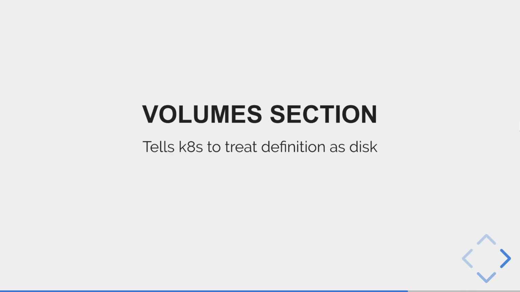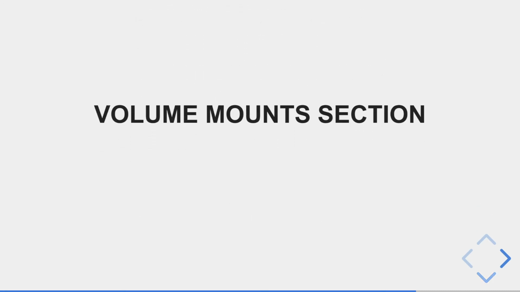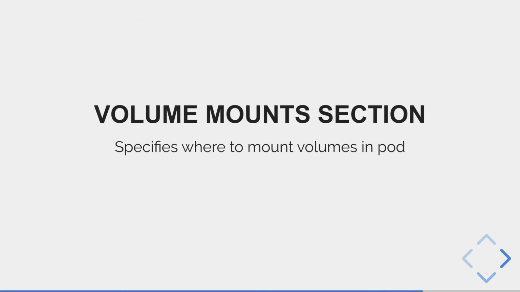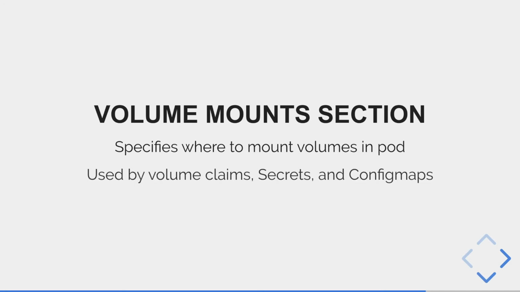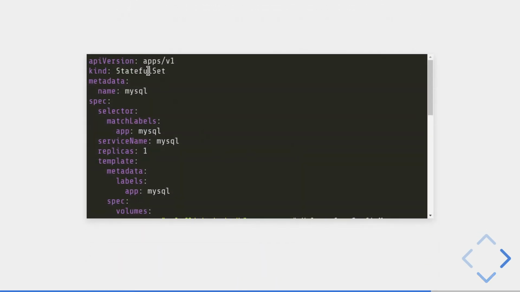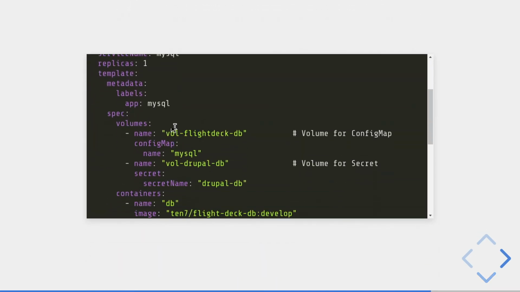So the volume section tells Kubernetes to treat the definition as a disk, and it's defined in the deployment or stateful set definition in order to use the config map or secret. The volume mount section specifies where to mount the volume inside of the pod, usually used by volume claims, secrets, and config maps. So if we look at our stateful set definition, we have a volume section, sure, that's fine. We've seen this before, and it even has a secret in it, vol Drupal DB. But where is this mounted inside of the container?